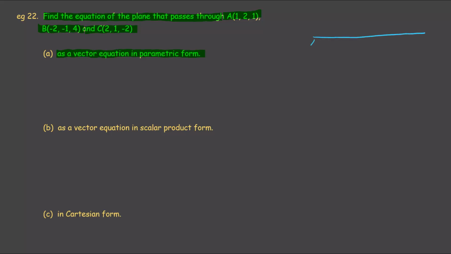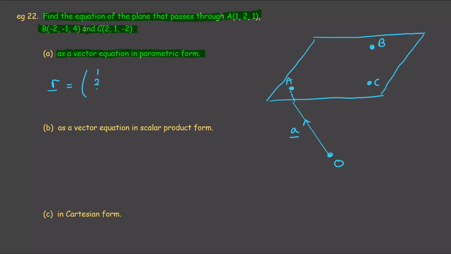So what we have is a plane where A, B, and C are points in the plane. We could use any of those points to get onto the plane. I'm going to use A. So here's our vector A, and so I've got r is equal to (1, 2, 1), and that gets me onto the plane.